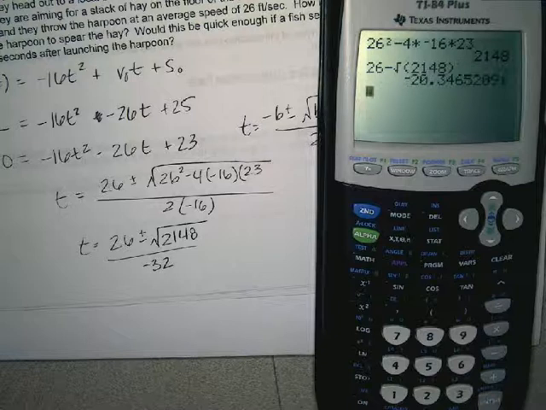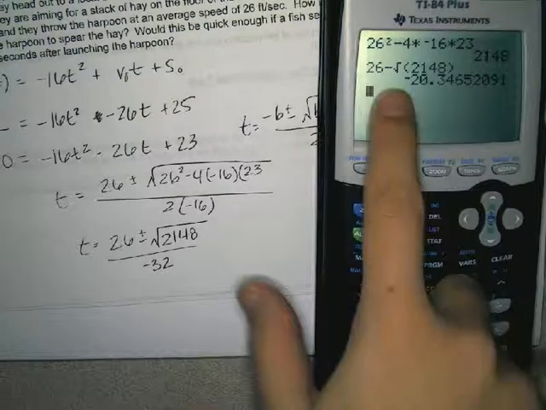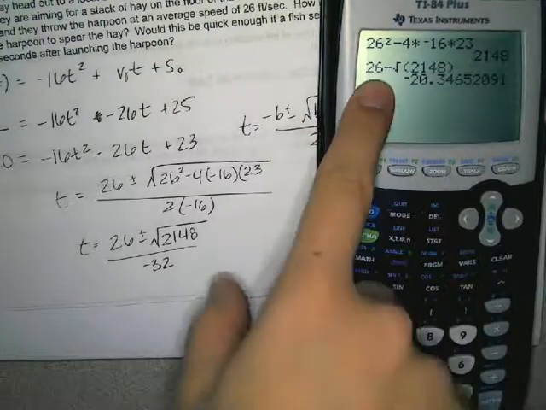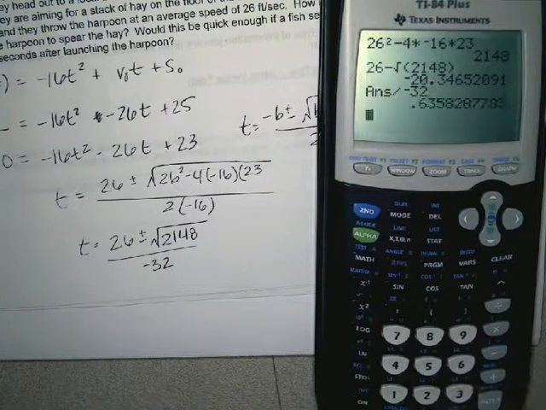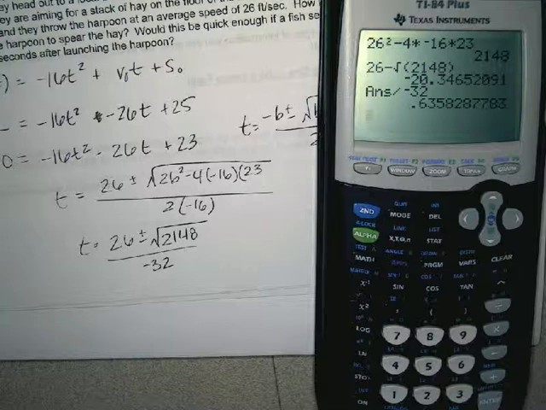And I usually punch that out. I don't divide it by negative 32 in that step because otherwise your calculator only divides the radical by negative 32 and not the whole thing. And now we're going to divide by negative 32 and you get an answer of 0.64 seconds. Is that a logical answer for this situation? Yes, it is, because you're throwing something pretty fast. So it shouldn't take you that long to hit it.